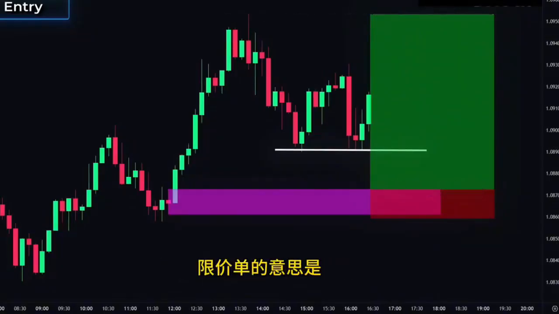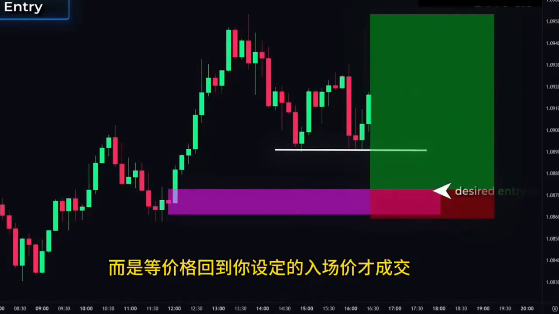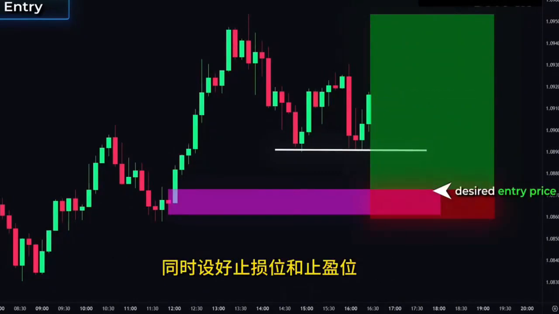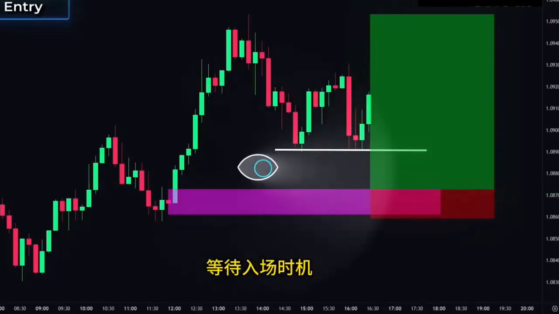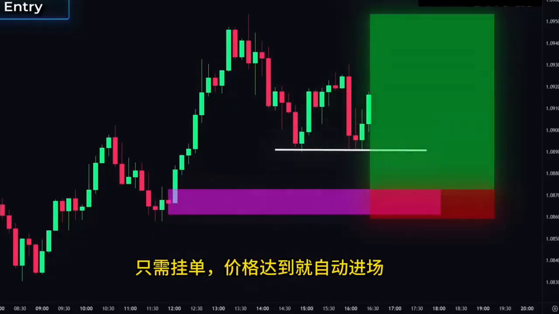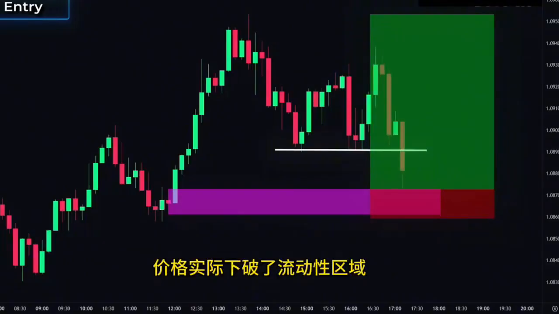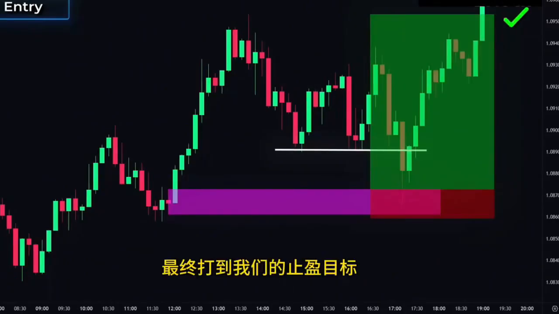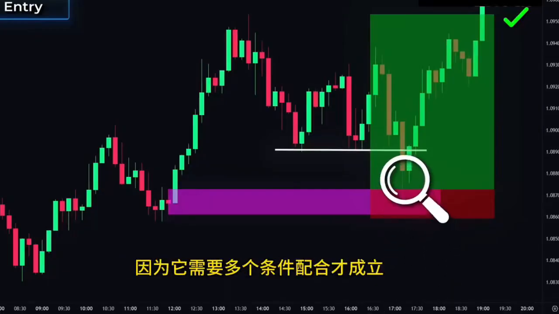Now, a limit order means you're not entering the trade at the current price. Instead, you're entering at your desired entry price, along with your stop loss and take profit targets. This way, you don't have to sit in front of your charts all day waiting for the entry. Simply set a limit order and let the price move. In this example, price actually broke below the liquidity level, wicked into our entry, and then reversed back up, hitting our take profit target.